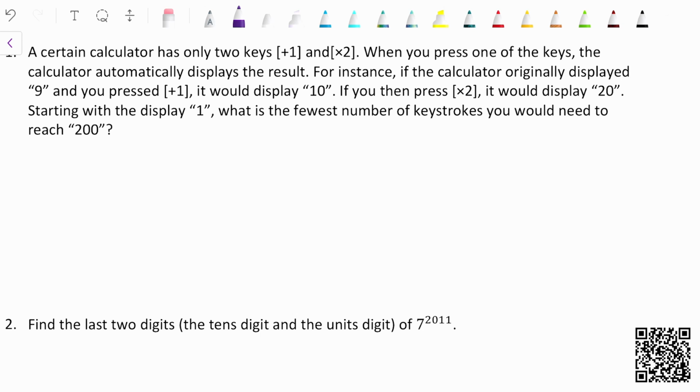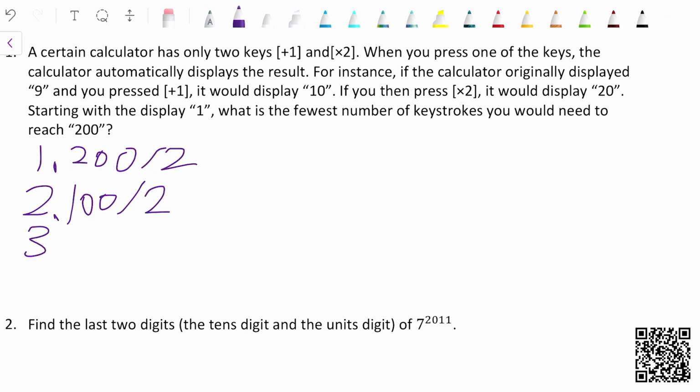Okay, so basically, we can work backwards here. If we start with 200, the obvious easiest way to get down to 1 is to divide by 2, which immediately halves the result, which is kind of the point. That would get you 100. So in step 2, you would divide again and you would get 50. And then in step 3, you divide again, so then you get 25.